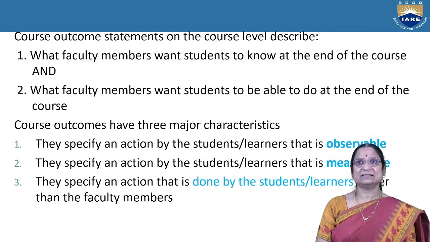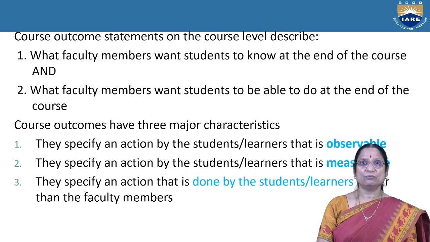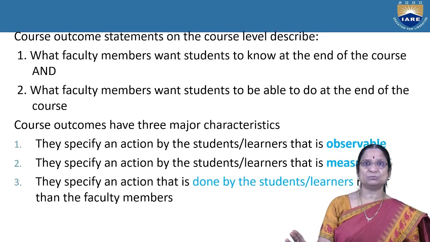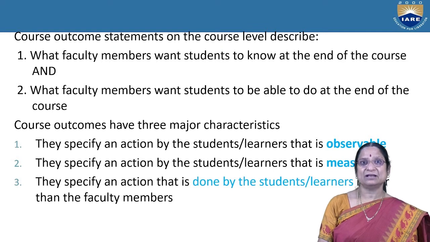Course outcome statements at the course level describe what the faculty members want students to know at the end of the course. For example, we are considering this database management system. After completion of this database management system, what will students know and how are we going to assess whether students acquire such skills. What faculty members want students to be able to do at the end of the course is going to be specified through these course outcomes.